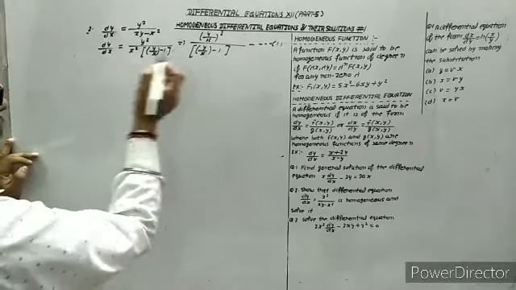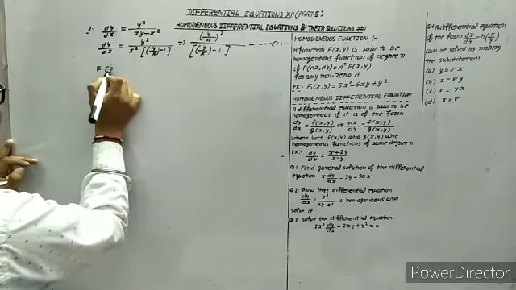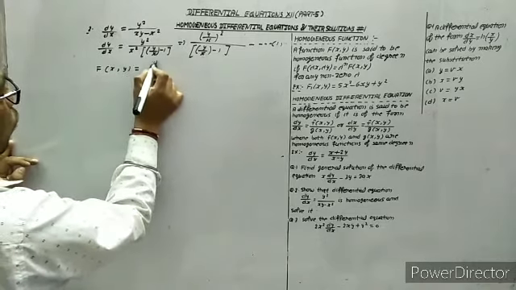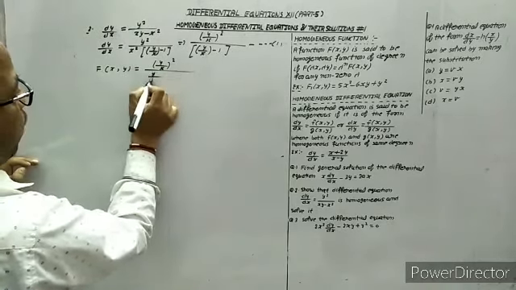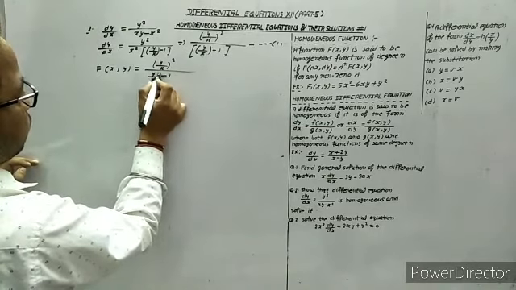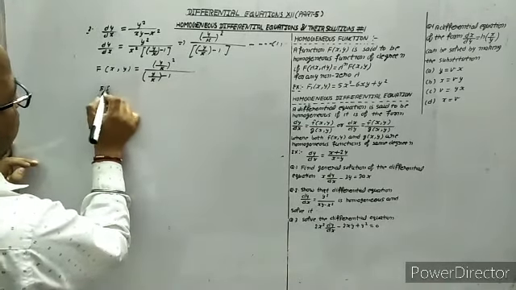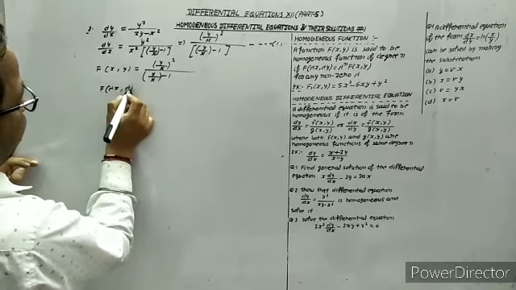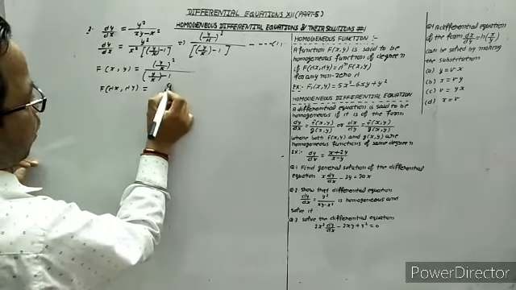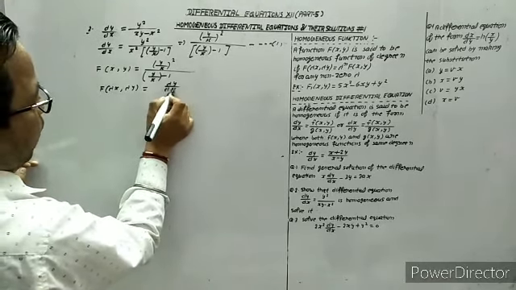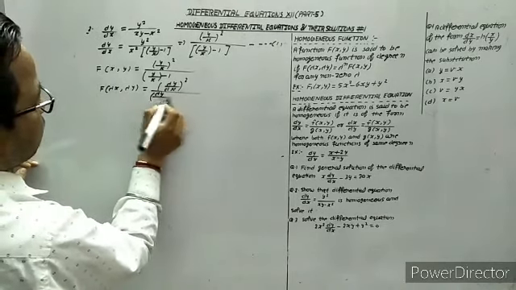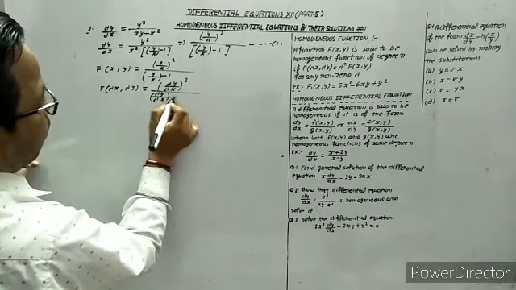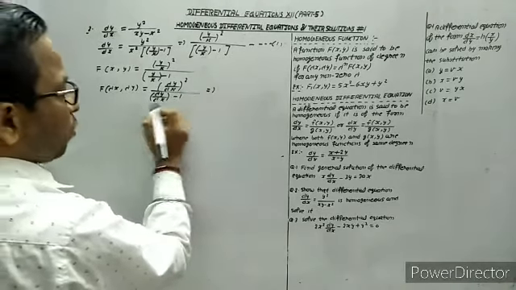First of all, we take the function f(x, y) = (y/x)²/(y/x - 1). Now we will put in f(λx, λy). Once we put this in, it becomes (λy/λx)²/(λy/λx - 1), and we will solve this.